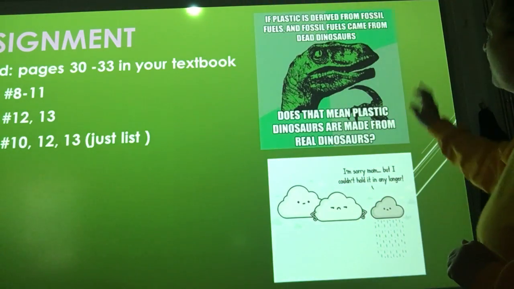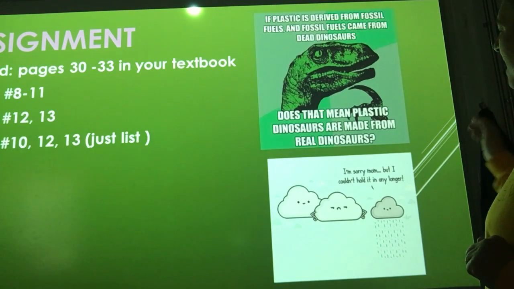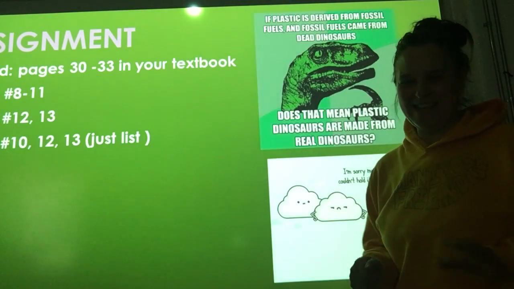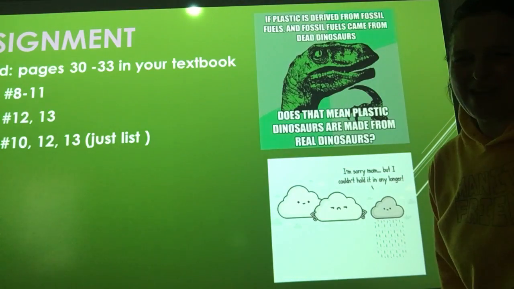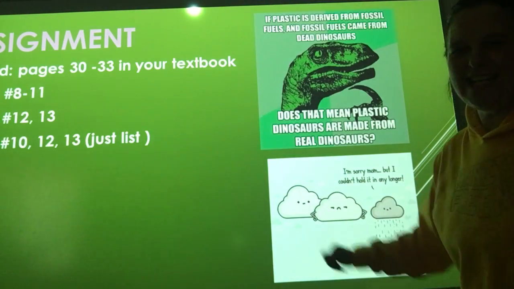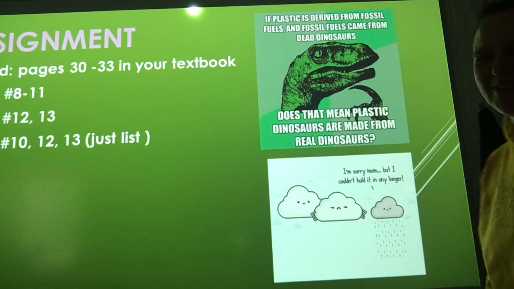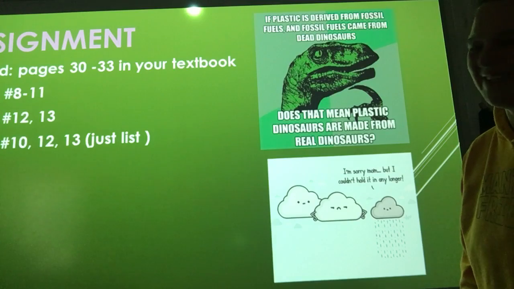And our funny little jokes. If plastic is derived from fossil fuels and fossil fuels came from dinosaurs, does that mean plastic dinosaurs are made from real dinosaurs? Ha ha ha. And this goes back to the biogeochemical cycles. I think it's so cute. Look at this, there's a mom cloud and a dad cloud, and there's a baby cloud, and the baby cloud says, "Oh, I'm so sorry, Mom, I couldn't hold it any longer." Oh, come on, that is funny.